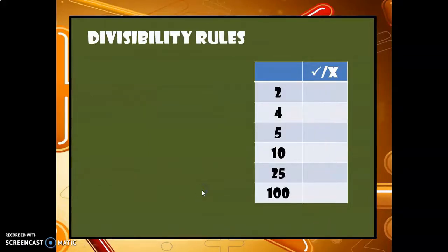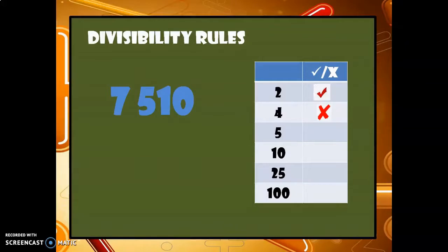So let's have the last example. The last example is 7,500. So try to determine whether this number is divisible by 2, 4, 5, 10, 25, or 100. Let's start with the first one, divisible by 2. Correct, it is divisible by 2. Divisible by 4. Okay, good. It is not divisible by 4.